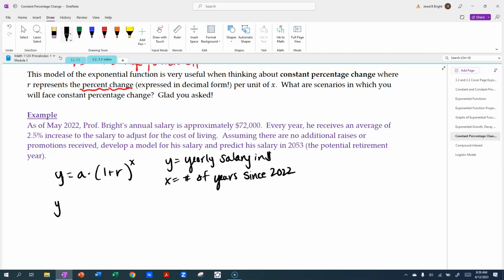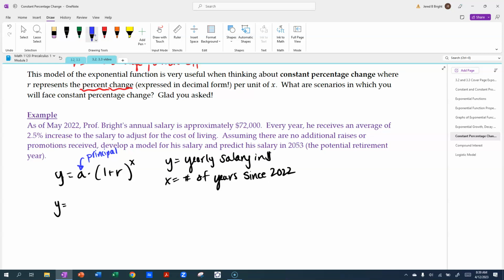So a is going to be the starting amount, how much I would have in 2022, okay? Sometimes this is called the principal. I don't know, look it up.